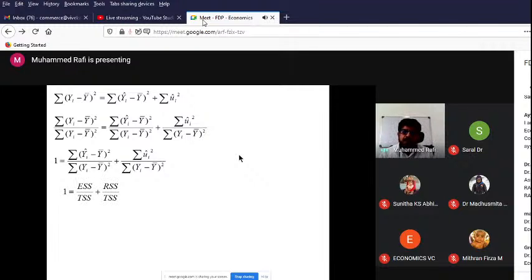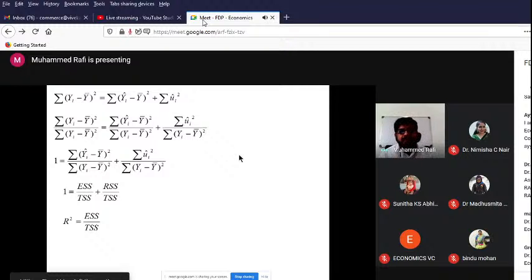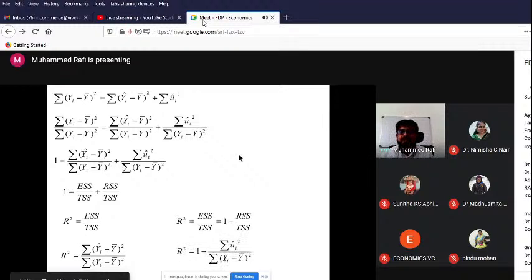So what I'm doing is that the total will be equal to 1. So the R square explains how much this model can explain. That is the explained sum of square divided by the total sum of square. Or sigma yi cap minus y bar square divided by sigma yi minus y bar square. Or you can also write it as 1 minus the RSS divided by the TSS. Or you can write it as 1 minus sigma ui cap square divided by the total sum of square. So you can calculate it using either of these equations.